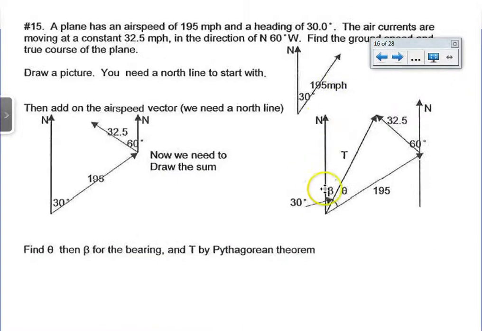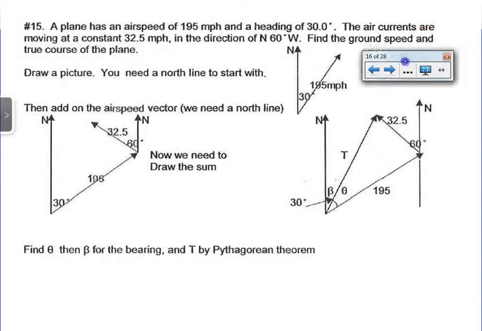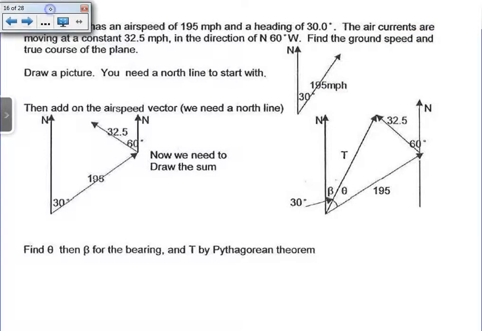Okay, let's look at another example. So we've got a plane that has an airspeed of 195 miles per hour and going 30 degrees. So again, we're going to assume that means off of north. We've got air currents that are moving at a constant 32.5 miles per hour in a different direction, 60 degrees west of north. Find the ground speed and the true course of the plane.